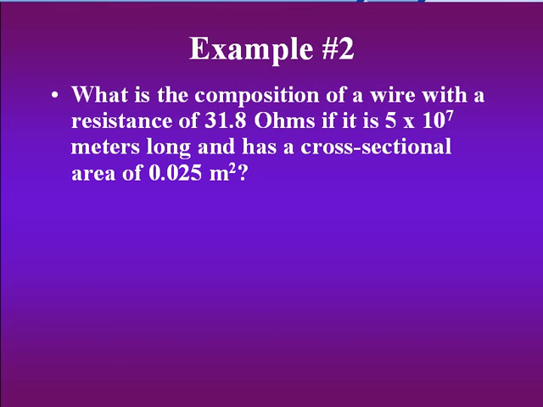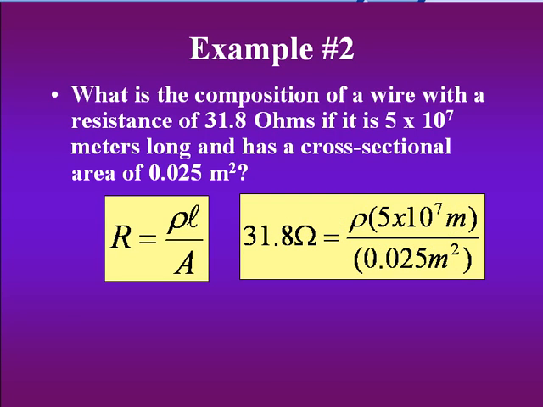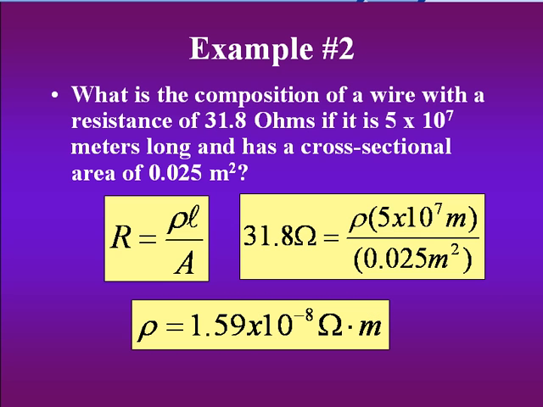Okay, example number 2. What is the composition of a wire that has a resistance of 31.8 ohms if it is 5 times 10 to the 7th meters long and has a cross-sectional area of 0.025 meters squared? Again, the same formula, R equals rho L over A. Substituting values now to solve. Rho is 1.59 times 10 to the minus 8th ohm meters. We look at our reference tables and we see that that is silver wire.